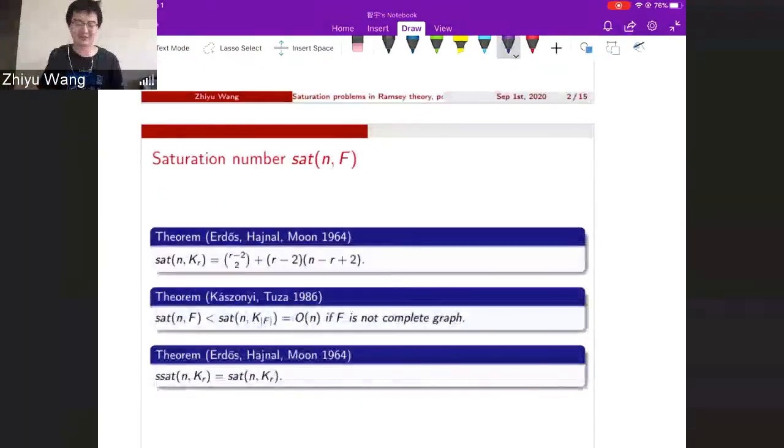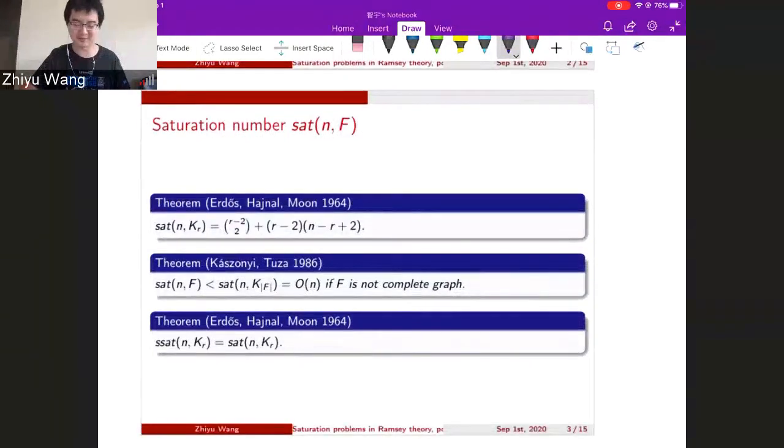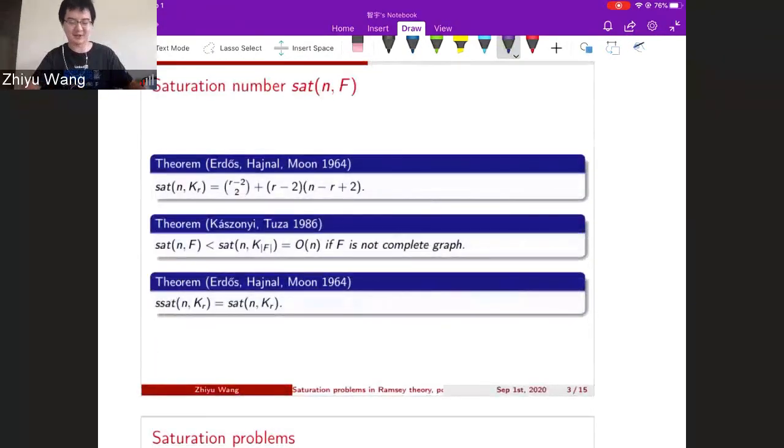There's a lot of literature on saturation of graphs, so we'll briefly go over some of it. In contrast to the Turán number of K_r, Erdős, Hajnal, and Moon showed that the saturation number of the complete graph K_r on n vertices is actually linear. For fixed r, it is (r-2)(n-r+2) + C(r-2, 2).